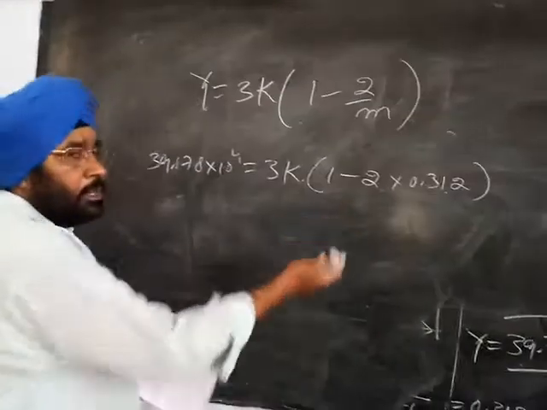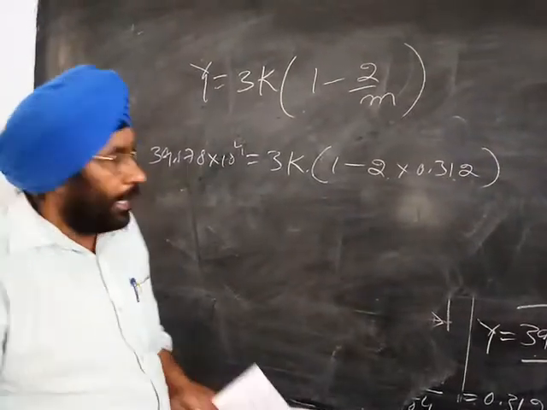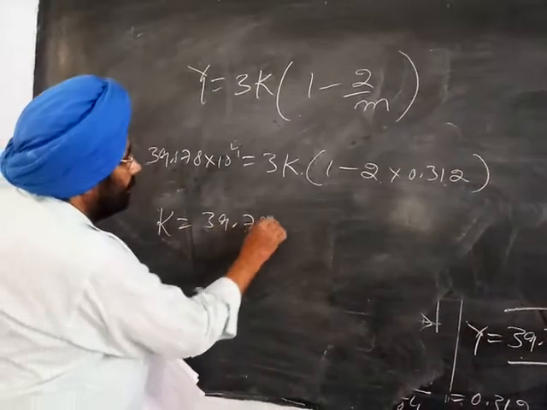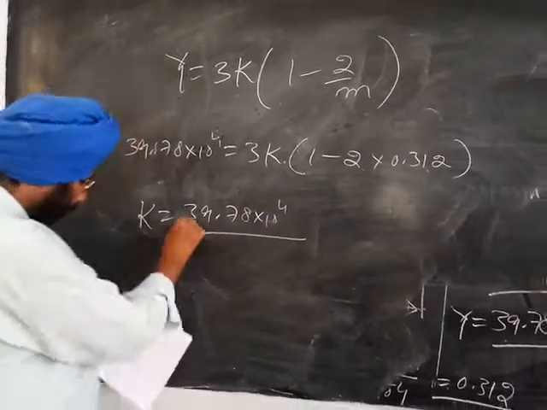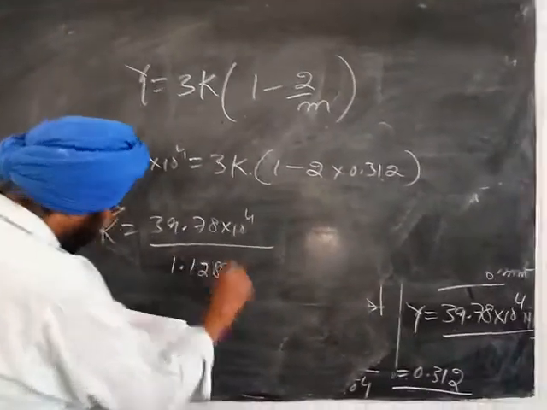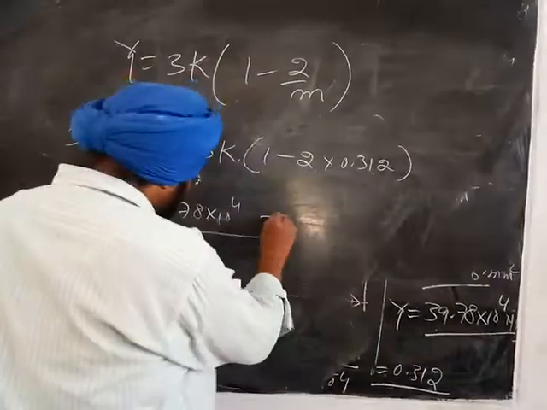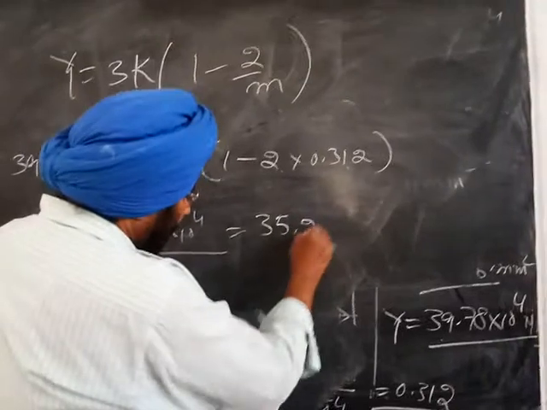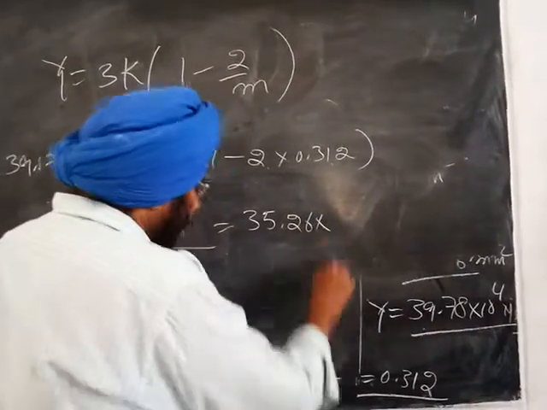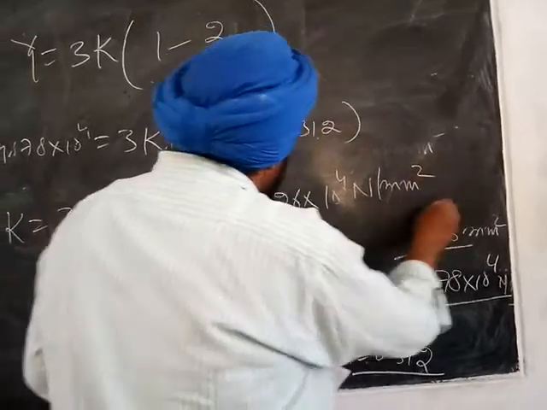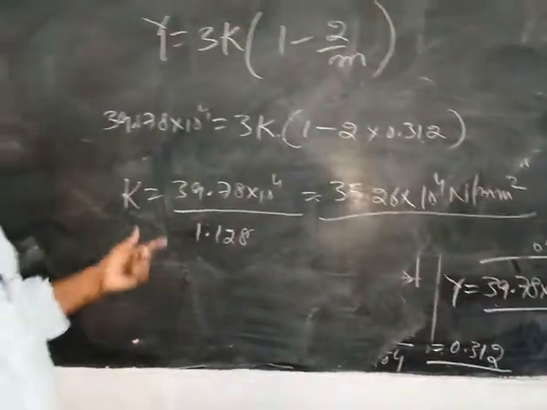From this equation we can simply determine the value of K. K is equal to 39.78 into 10 raised to the power 4 upon 1.128. So this is equal to 35.26 into 10 raised to the power 4 Newton per square millimeter. This is the value of bulk modulus.